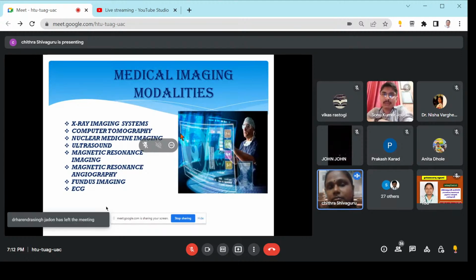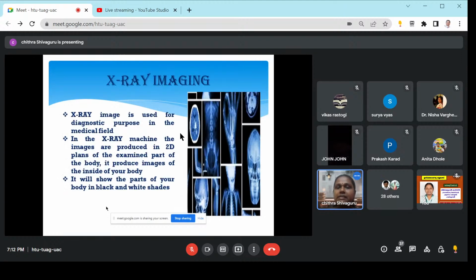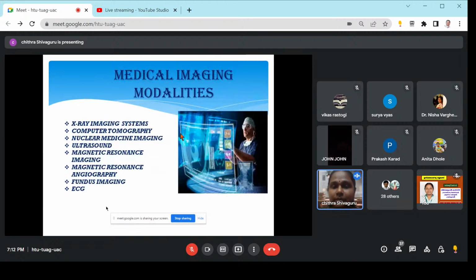These are the medical imaging modalities: X-ray imaging systems, computed tomography, nuclear medicine imaging, ultrasound, magnetic resonance imaging, magnetic resonance angiography, fundus imaging, and ECG. Let me start with X-ray imaging. I hope at least once in your lifespan you have come across one of these. Let me give the knowledge about these and how they are used in medical image processing to diagnose diseases in a better way and give better treatment.